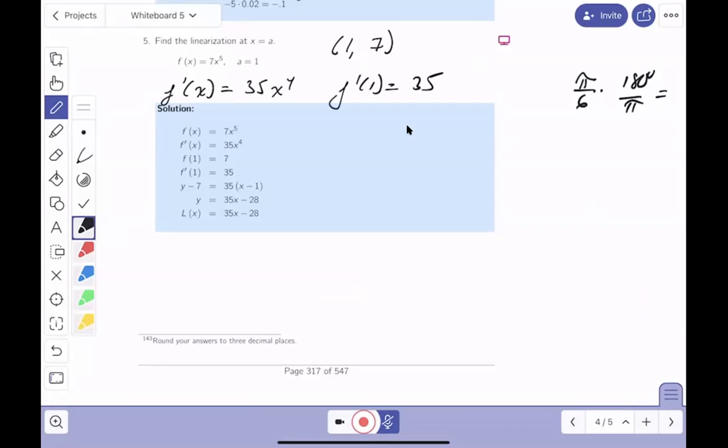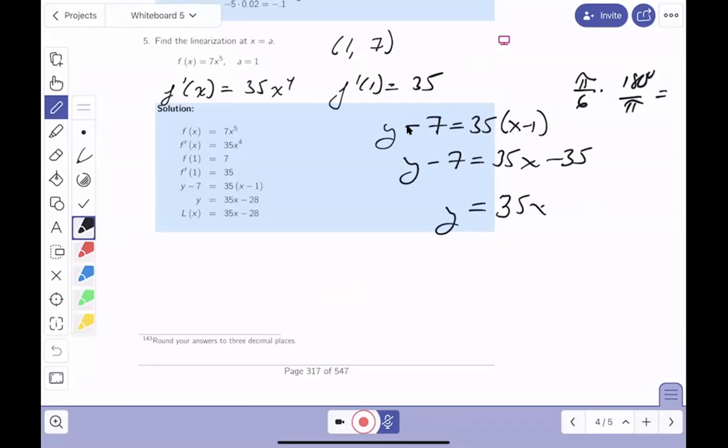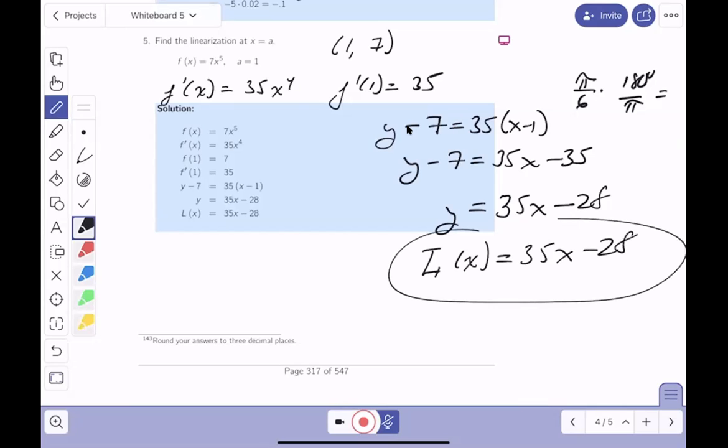So I'm going to write the equation of the tangent line down. It's going to be y minus 7 equals 35, which is the slope, times x minus 1. And that's going to be, let's see, y equals 35x minus 28, right? Now we call this a linearization. So I'm going to write down the notation that your book is using. They say L of x, which is equal to y, is 35x minus 28. I'm going to put a circle on that. We got that too. All right, let's go to 6.